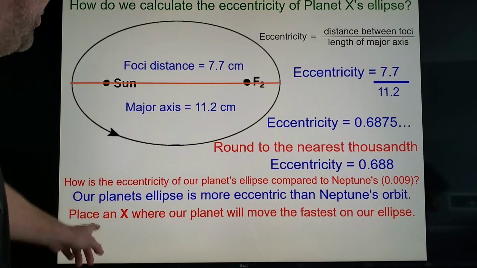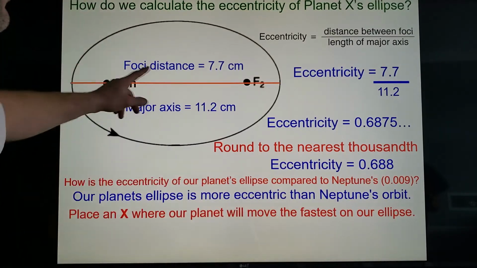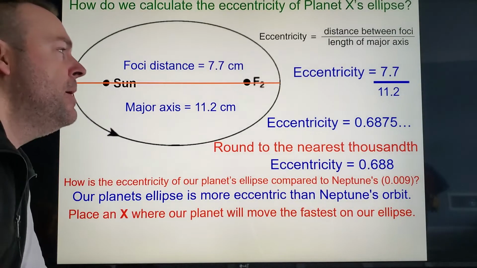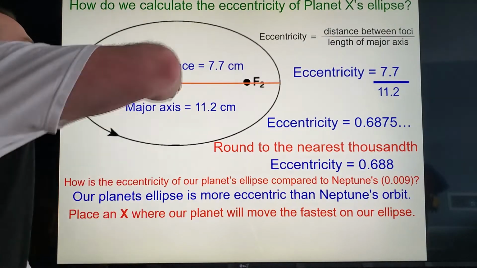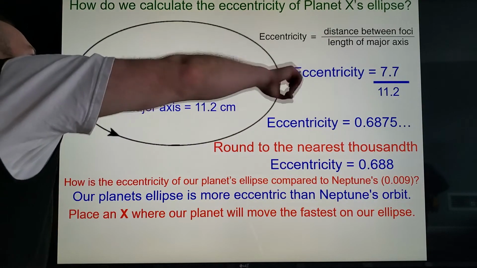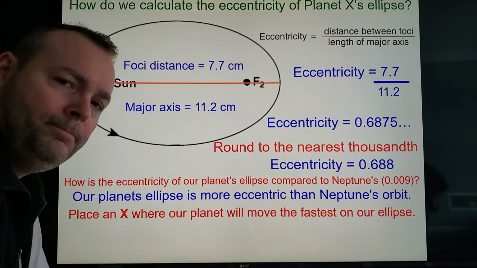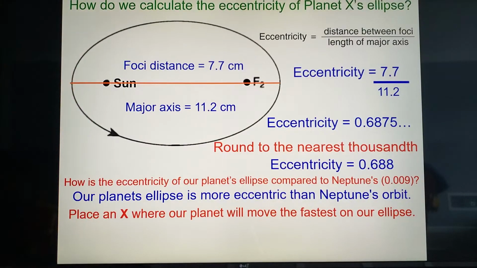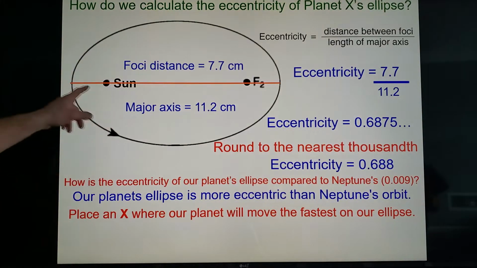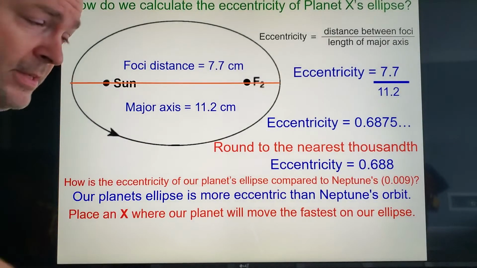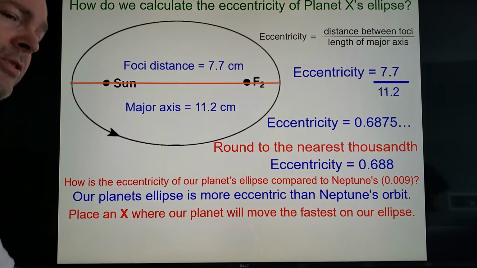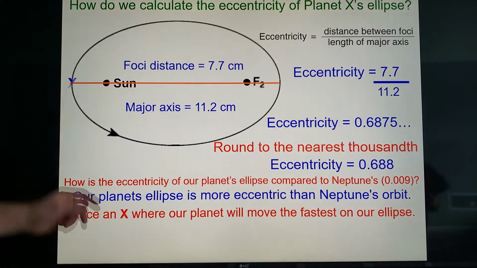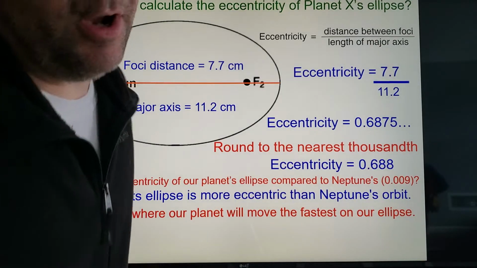How about this question here? Can you guys put an X where the planet will move the fastest? Hit pause. Put an X where you think the planet will move the fastest in its orbit around the sun. All right, hopefully you chose closest to the sun, right? From our lesson the other day, the closer you are to the sun, the more gravitational pull you'll have, therefore the faster you're going to go.